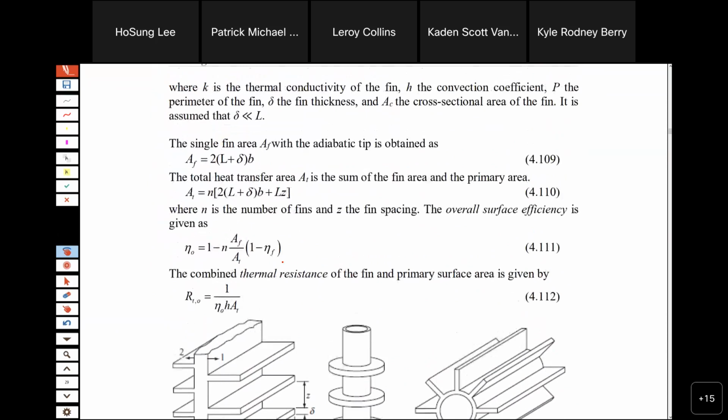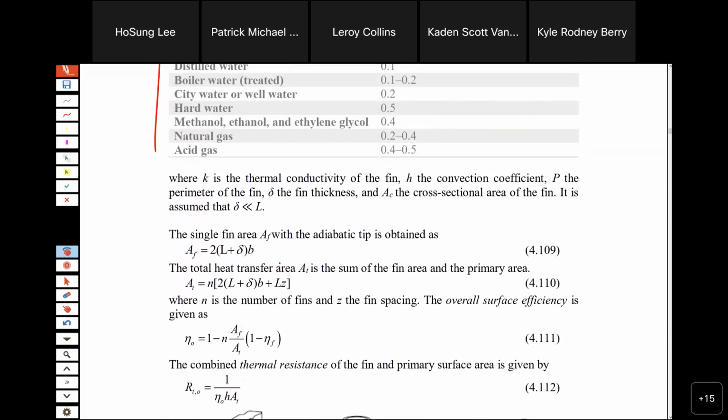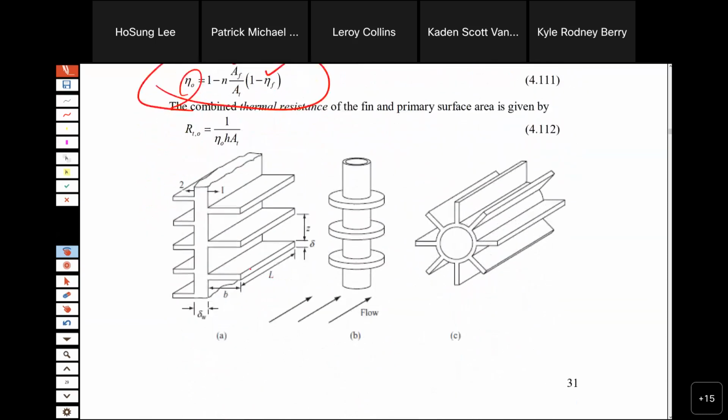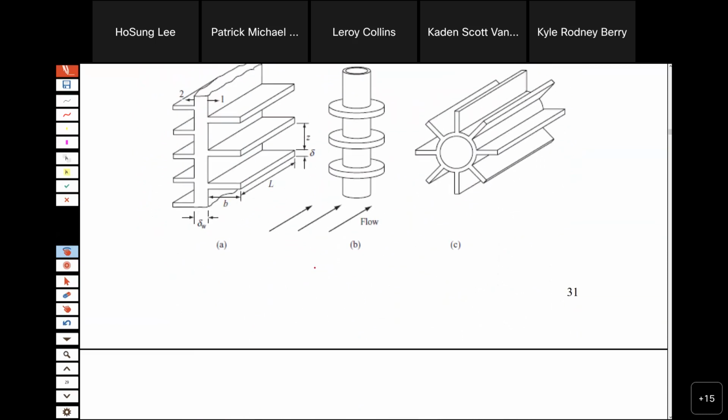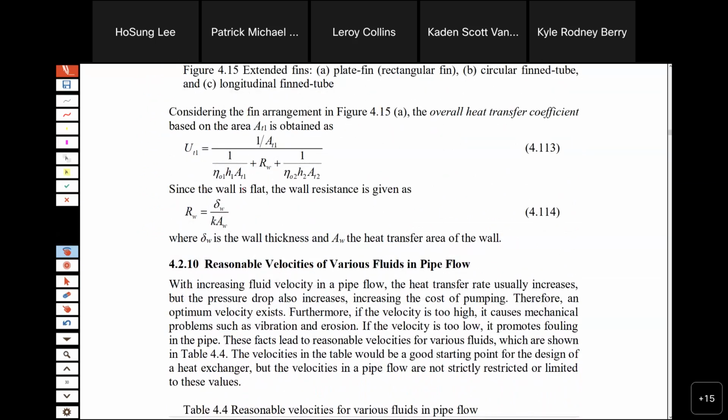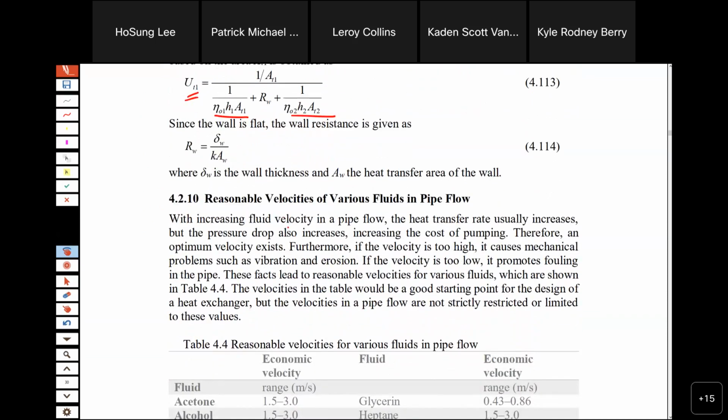And overall, I think we discussed, yes or no? Yeah, we discussed this. So if you know the single fin efficiency, you can calculate the overall very easily, like multiple fins. Still, we use overall, and once we have overall, then for U, if it is a fin, you have to use fin efficiency.